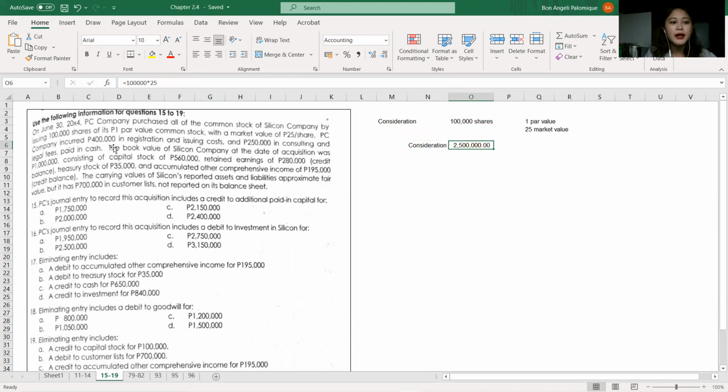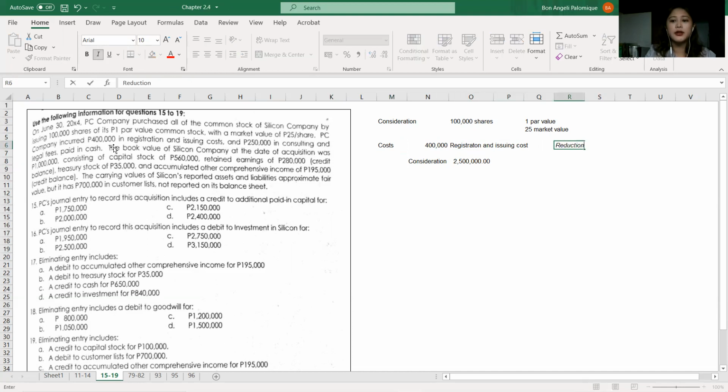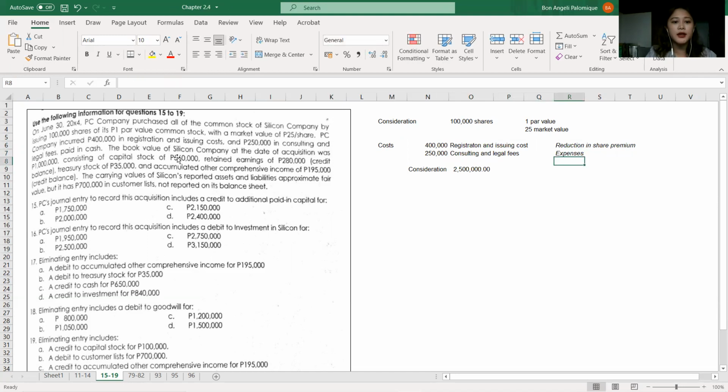Okay, next. Nag-incur din siya, so ilagay natin dito sa taas. Nag-incur siya ng cost na 400,000 in registration and issuing cost. So, alin lang ba ini-issue natin dito? Sabi, nag-issue tayo ng shares, kaya reduction in share premium yung treatment natin for this cost. Next, 250,000 consulting and legal fees. So, pag ganito, expenses to. Okay. The book value of Silicon as of the date of acquisition was 1 million.